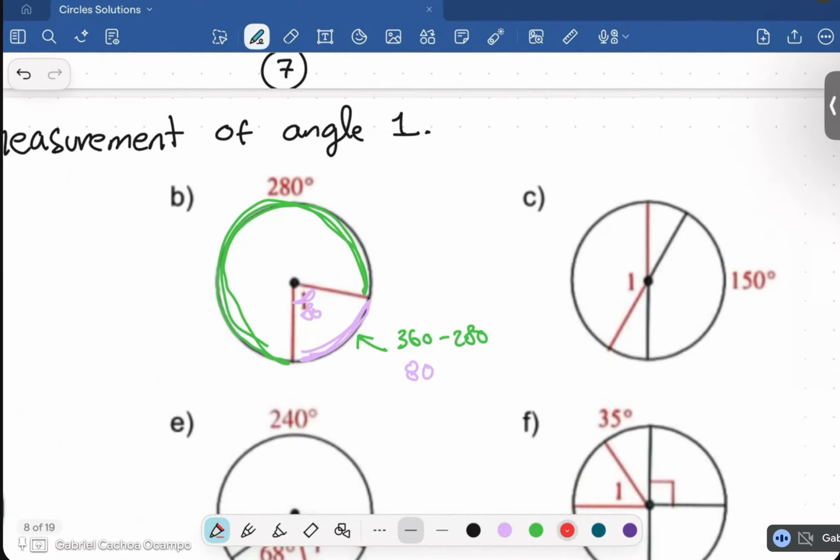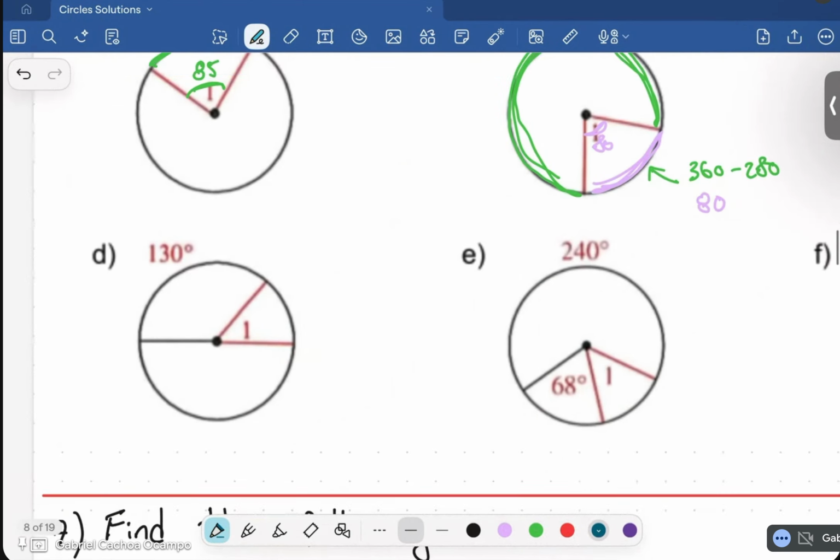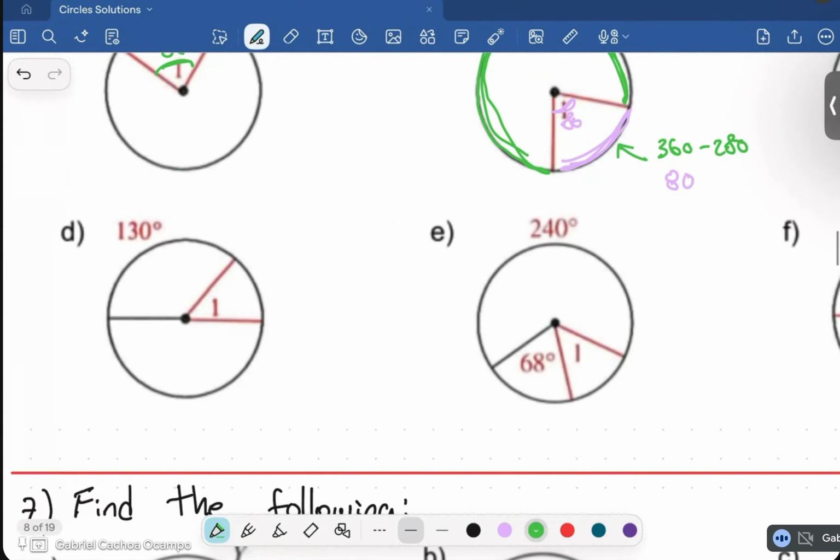Okay, so if this angle measures 150, that means that the central angle measures 150. And because this and this are vertical, this also measures 150. If this measures 130, then this one measures 180 minus 130 because they are a linear pair, so this one measures 50.